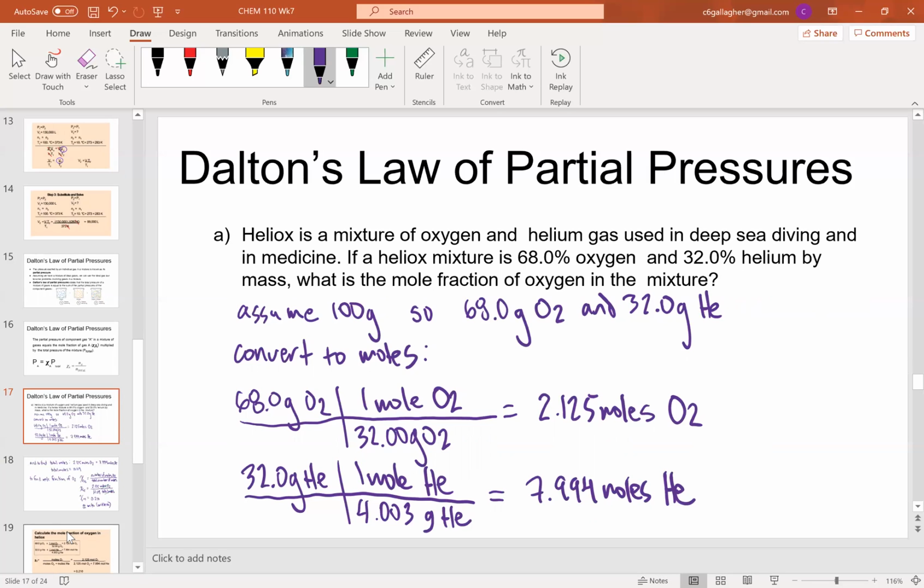When we convert that to moles, our 68 grams of oxygen will be divided by the molar mass of oxygen, so that's 16 times 2, or 32 grams per mole. That's going to give us 2.125 moles of oxygen. And if we have 32 grams of helium and divide by the molar mass of helium, which is 4.003 grams from our periodic table, then we have 7.994 moles of helium.